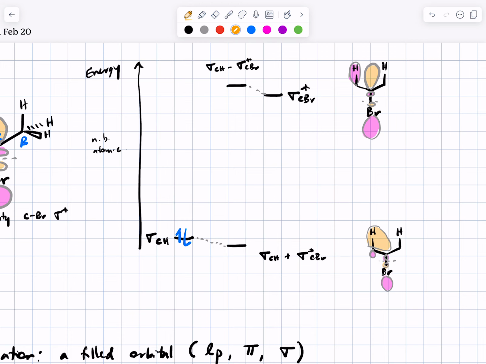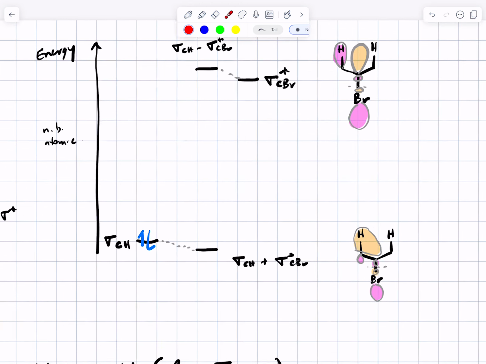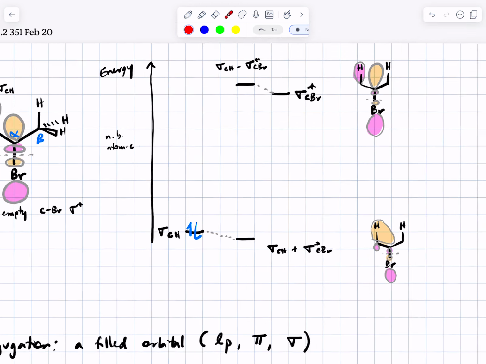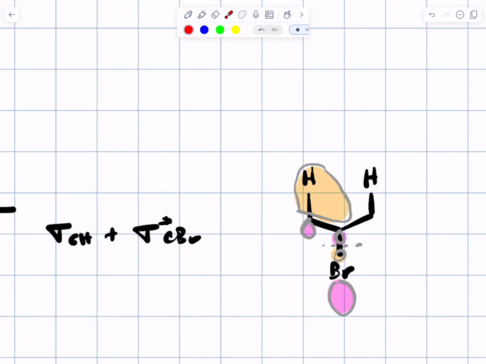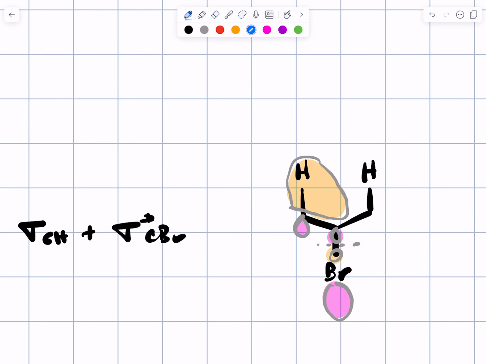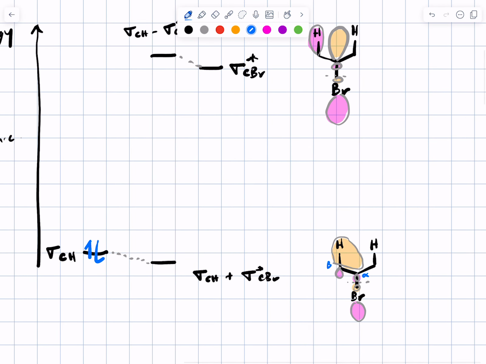All right. So what this means is the electrons that are in the carbon-hydrogen bond are spread out a little bit onto the adjacent beta proton. And the empty orbital, the empty antibonding orbital, is spread out onto the adjacent beta proton as well.